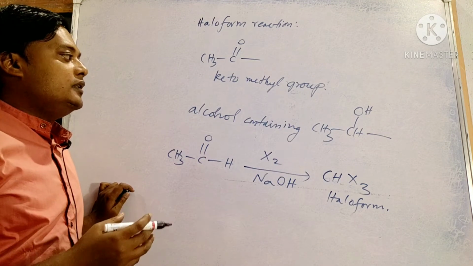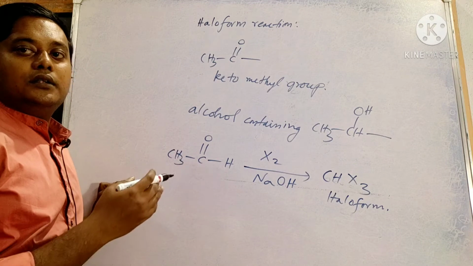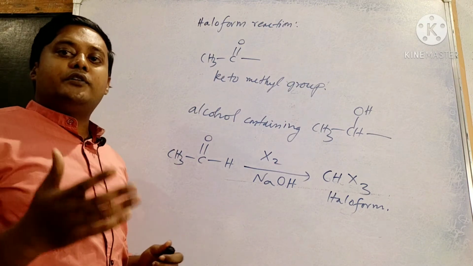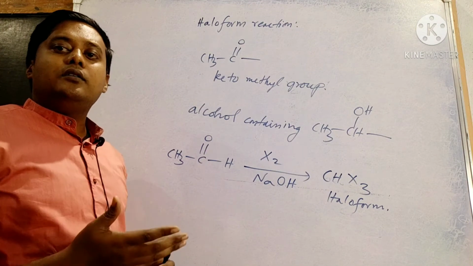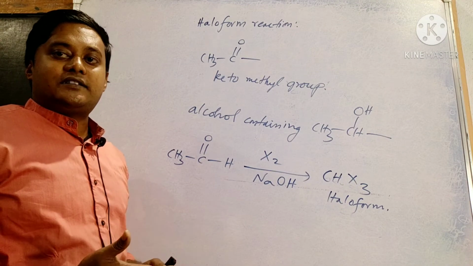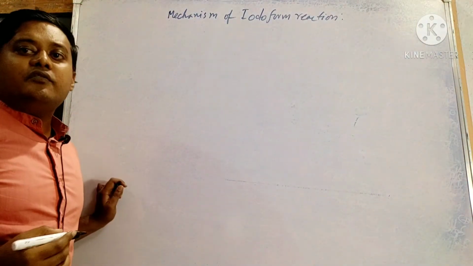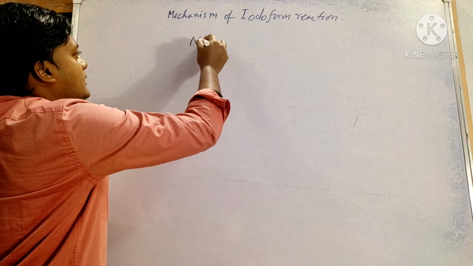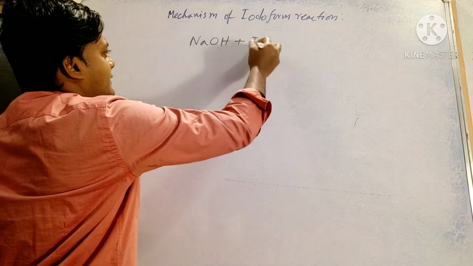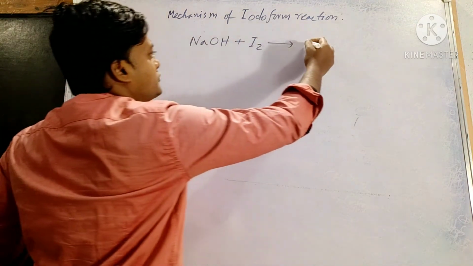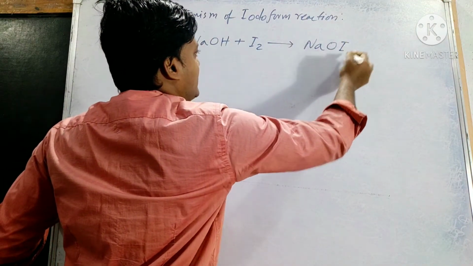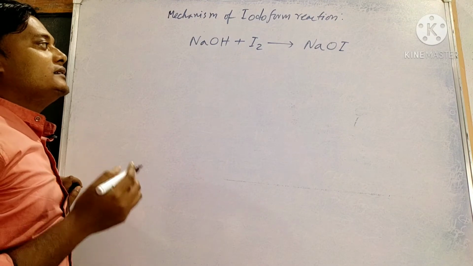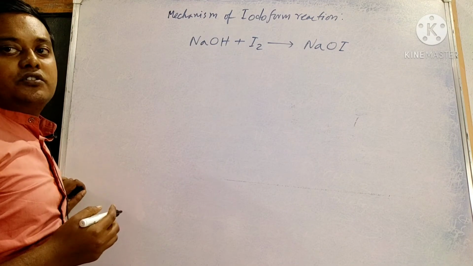Now for example, we will learn that preparation of iodoform. We can prepare iodoform from ethanol as well as that acetone. Mechanism of iodoform reaction. In first step, what happened? NaOH and I2, these two reacts to form NaOI. That NaOI, that sodium hypoiodite, that act as a mild oxidizing agent.